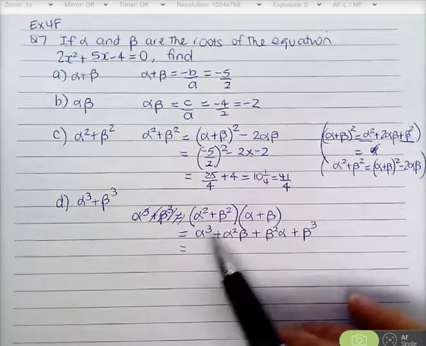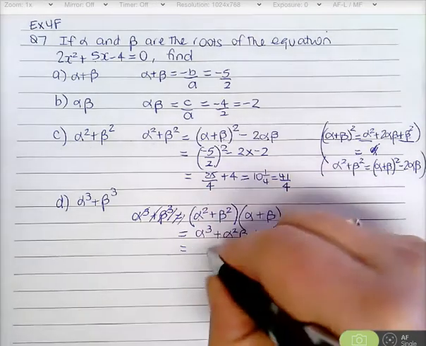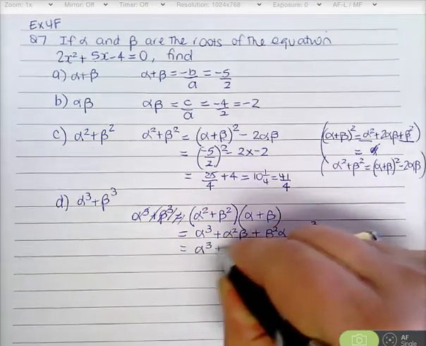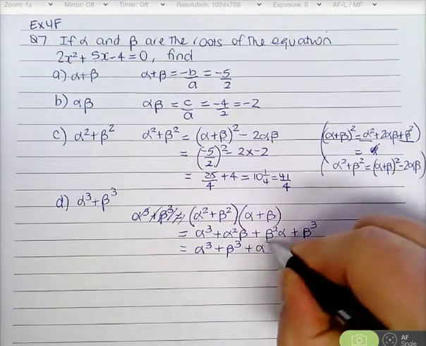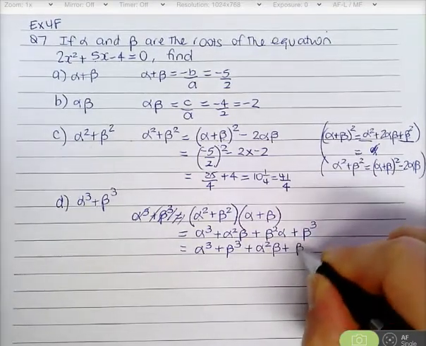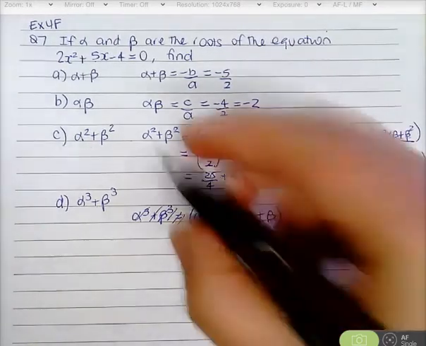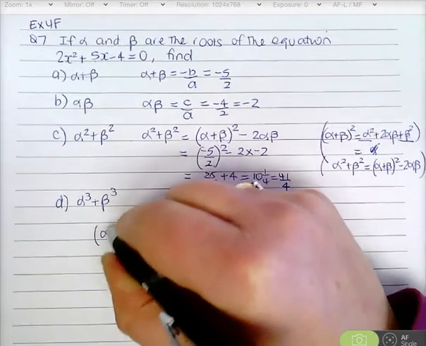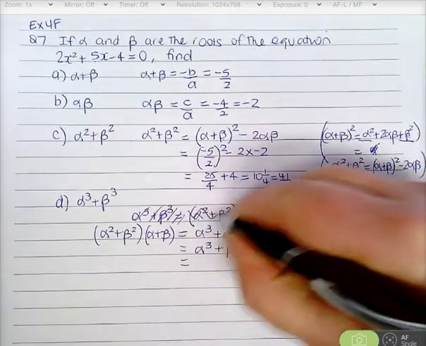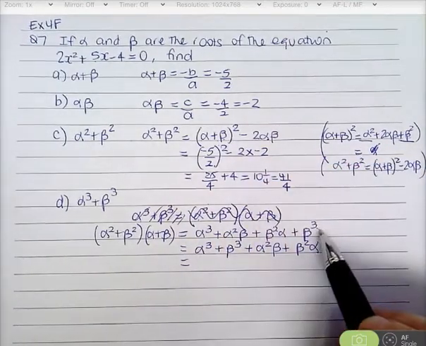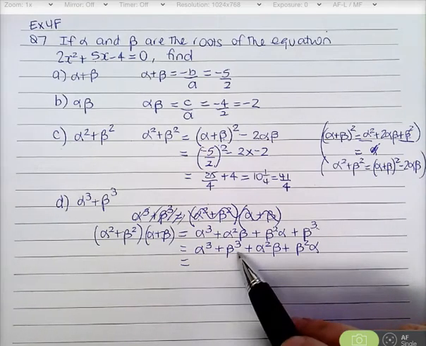Now I just want alpha cubed plus beta cubed. So I'm going to put that all together. So I've got alpha cubed plus beta cubed plus I've got this alpha squared beta plus beta squared alpha. That's what all of this is equal to. So actually I'm going to put that over here. Alpha squared plus beta squared times alpha plus beta is equal to this. I've expanded it. Then I've put these alpha cubed and beta cubed up the front there.